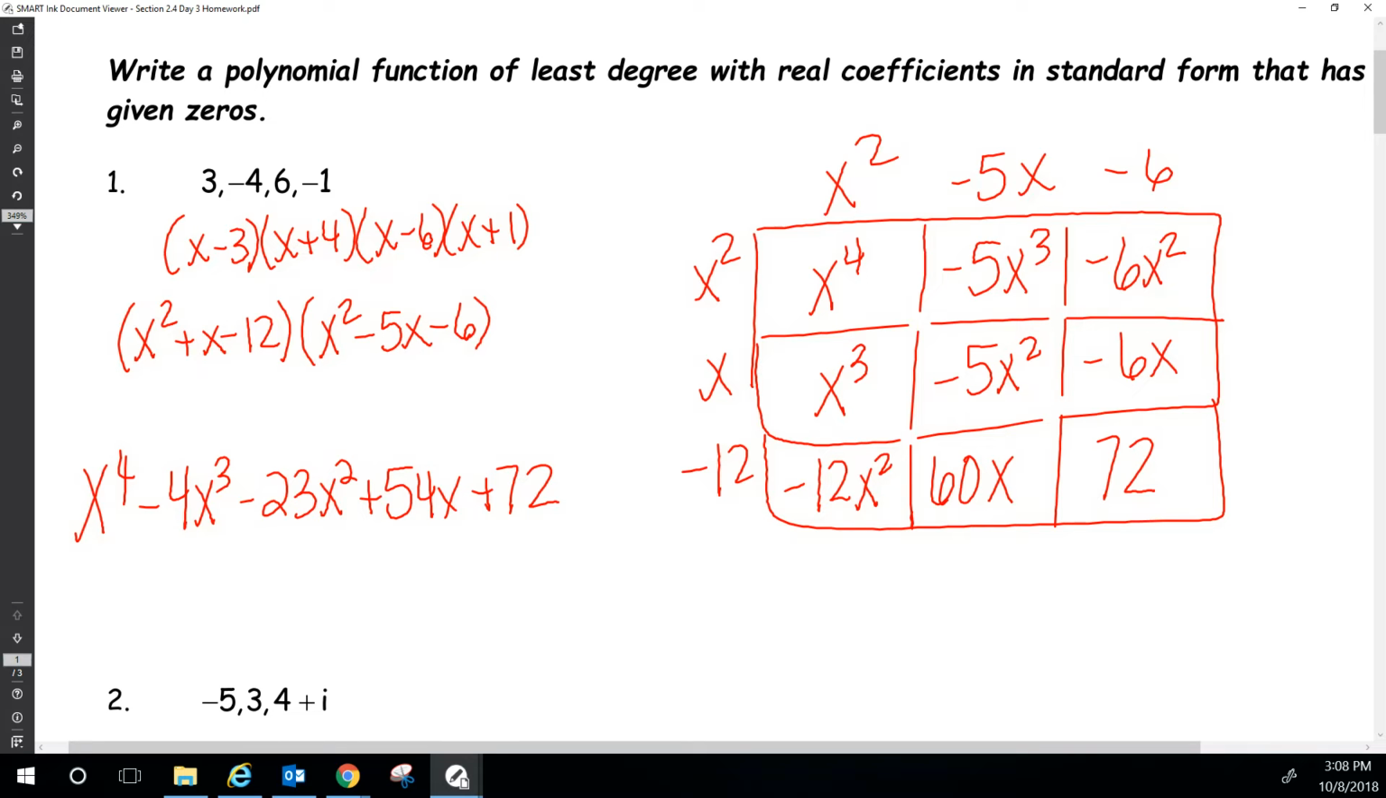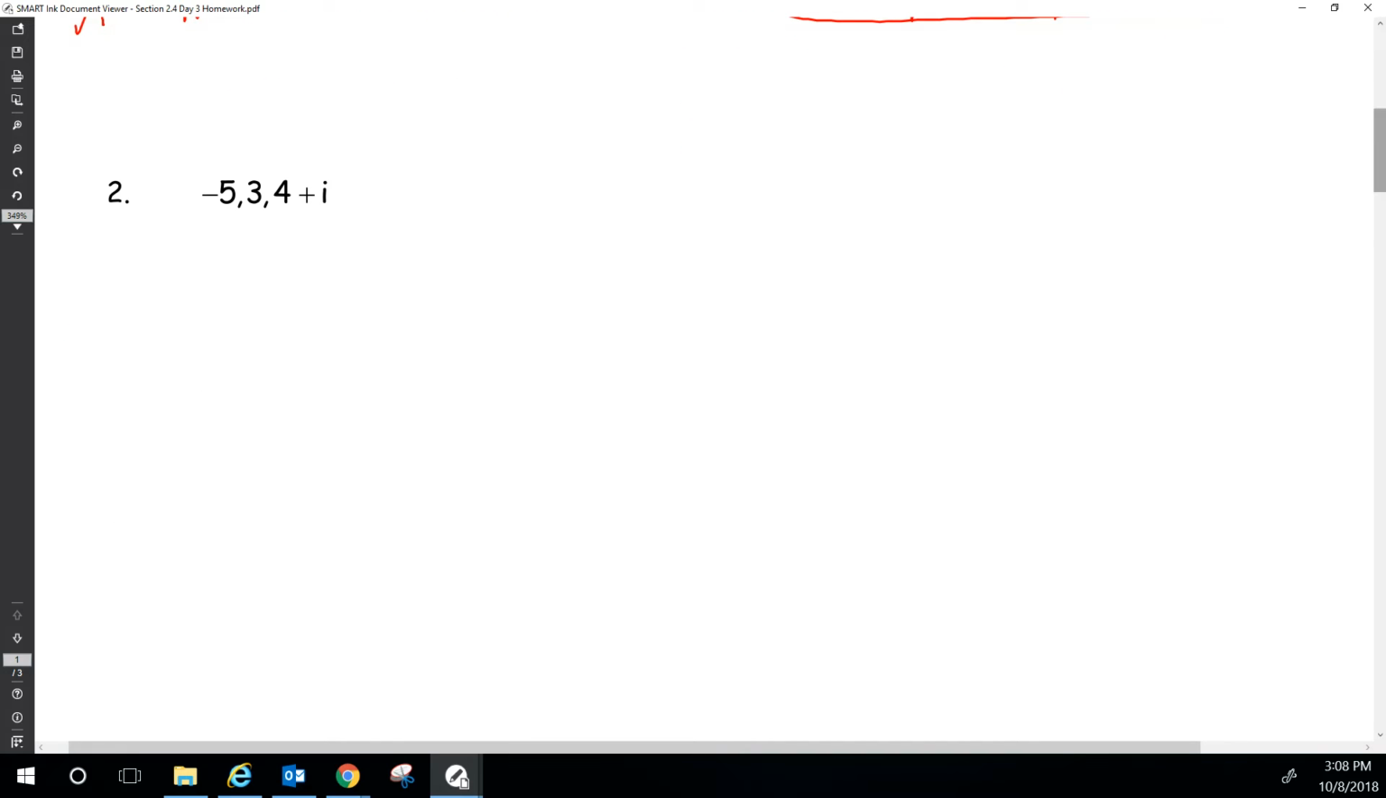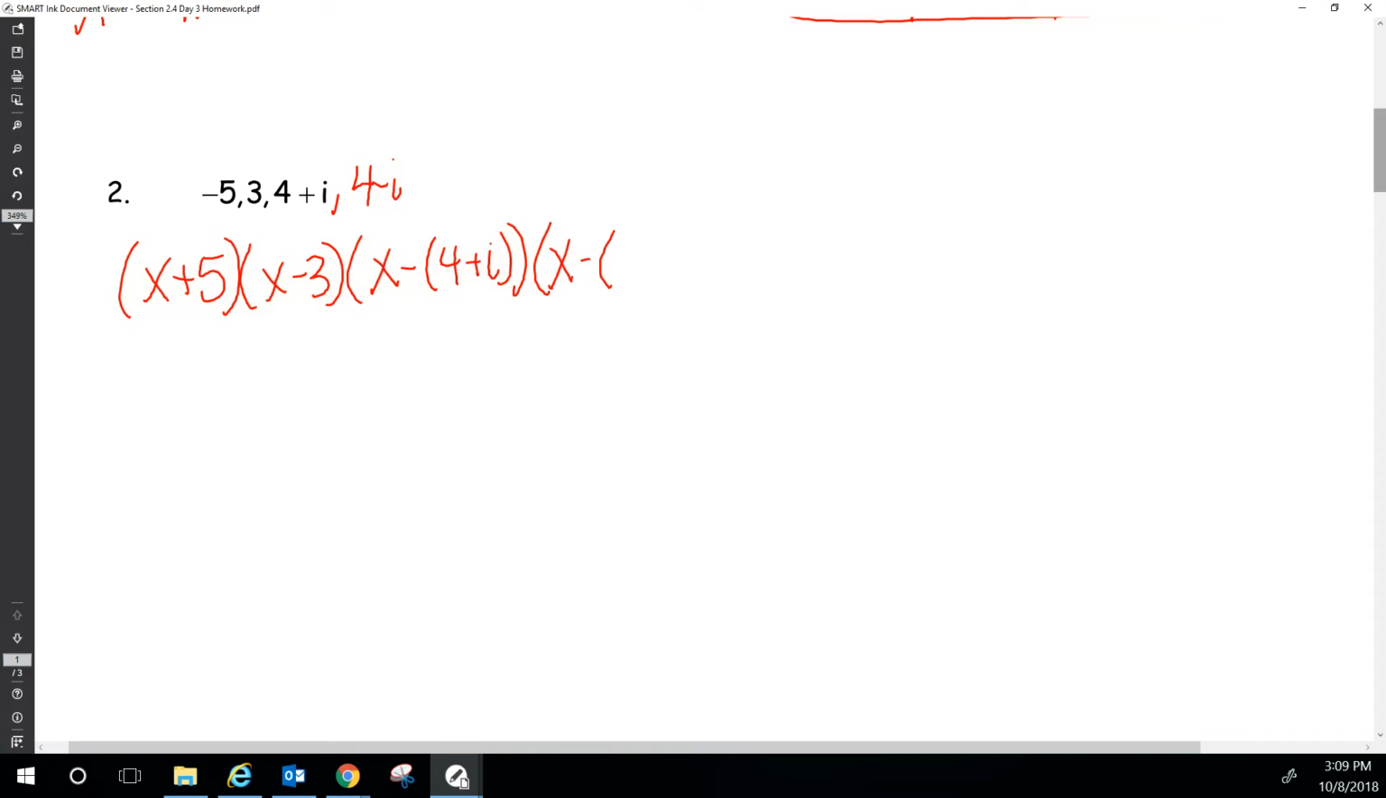All right, let's look at number 2. So number 1 was great. There were all real solutions. Now we got some that's got imaginary. Remember, our conjugate theorem said that if 4 plus i is a root, then 4 minus i also has to be a root. So I've got x minus 3, x plus 5, x minus 4 plus i, and x minus 4 minus i. If you are in academic, you can stop there. If you're in pre-AP, here's our torture.